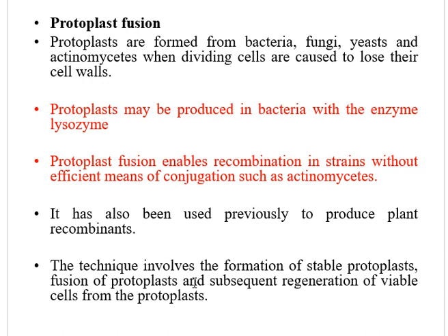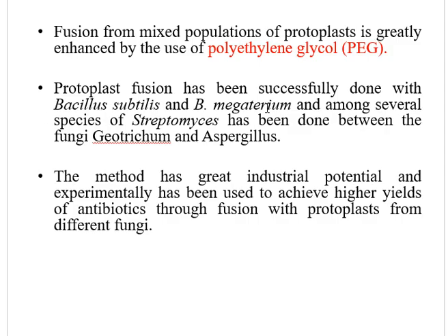So we have two benefits from the stable protoplast. First one is the fusion of protoplast. Another one is the subsequent regeneration of viable cell from the protoplast. Fusion frequency for mixed population of protoplast is greatly enhanced by the use of polyethylene glycol. We have discussed some other chemicals also in this lecture which are used in protoplast fusion: sodium nitrate, potassium nitrate, calcium ion with the change in pH.